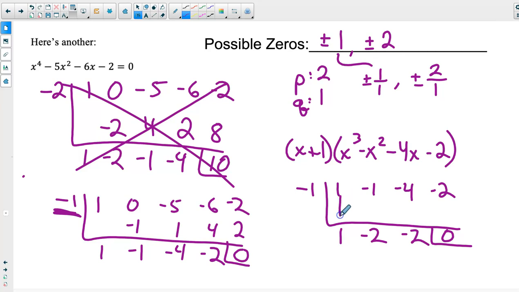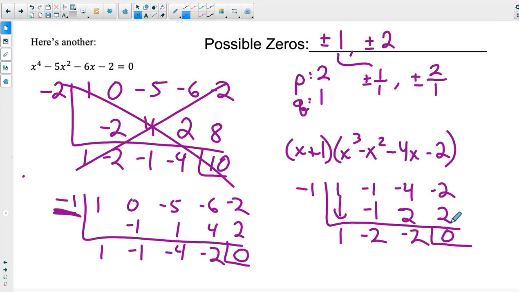So we drop down 1, and then I go -1 times 1 is -1. That gives me the -2, which is good. -1 times -2 is +2. So -4 and 2 give me -2. And then -1 times -2 is +2. So that does work out.